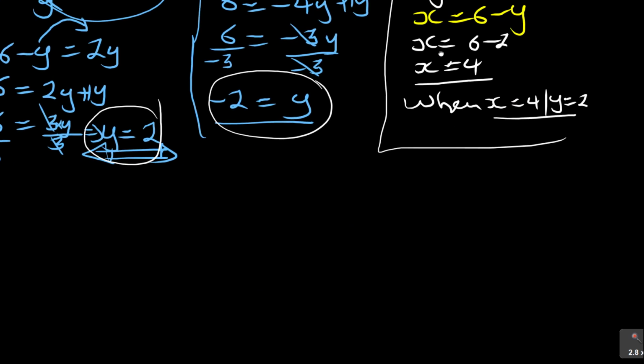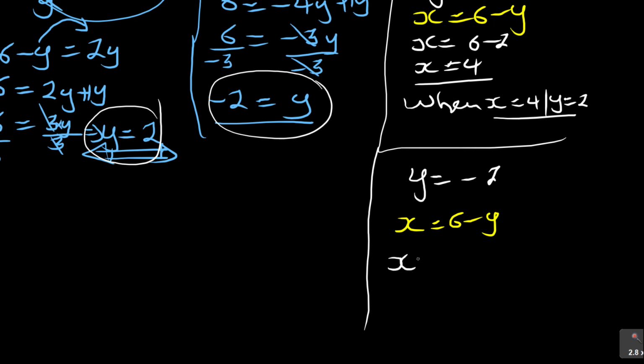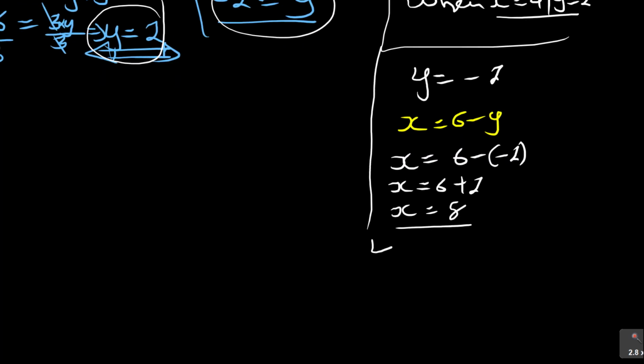You get the second set. What is the second set? When y is equal to negative 2. You do the same thing. X is equal to 6 minus y. Then you have got x is equal to 6 minus, but now y is what? Negative 2. So x is equal to 6 plus 2, and x is equal to 8. So how do you write it? You are going to say when x is equal to 8, y is equal to negative 2. These are also another set of values.